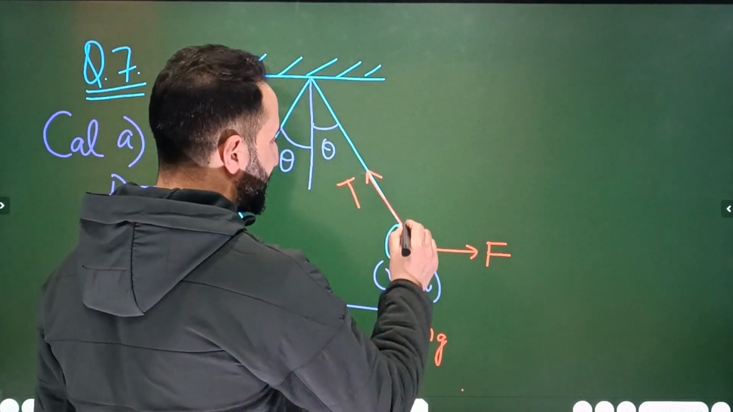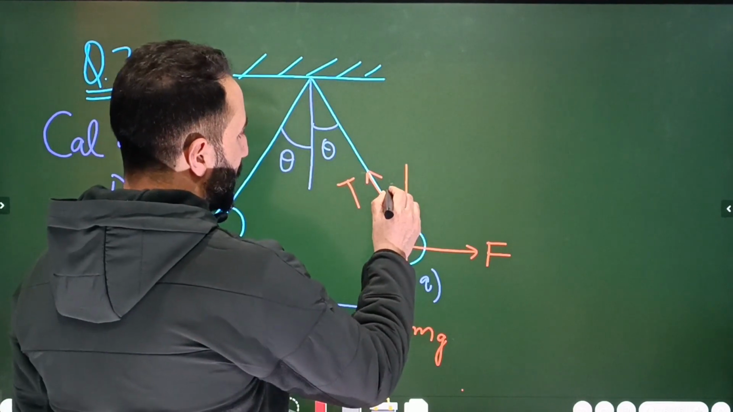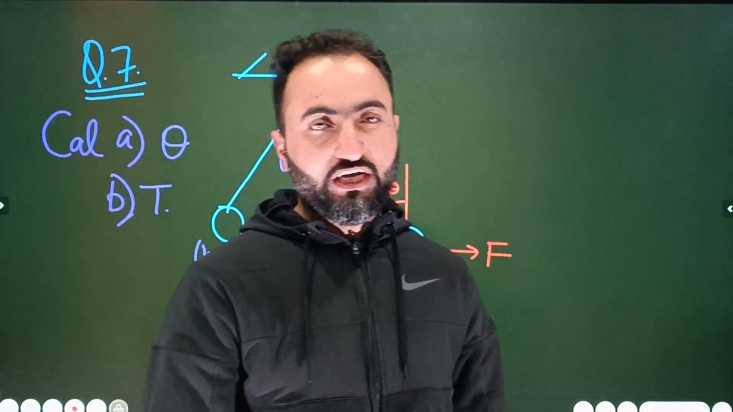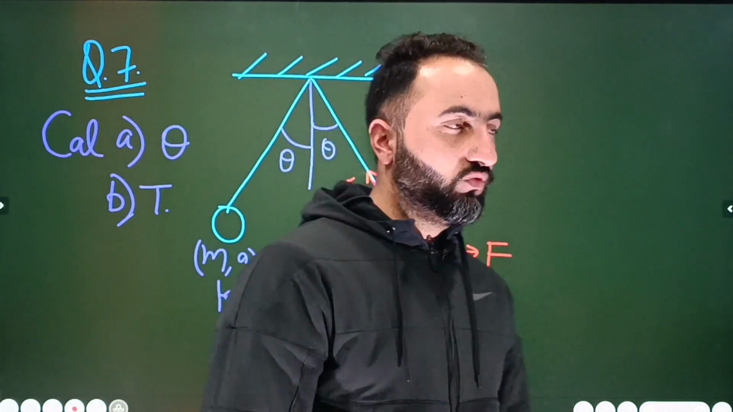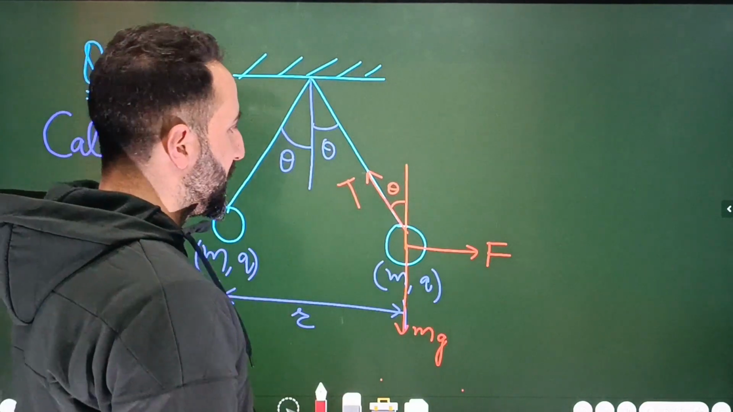One more thing: for example, I will draw this vertical line. If this angle is theta, then this angle will also be equal to theta, isn't it? So this angle is theta. Why is this angle theta? The reason is vertically opposite, alternate interior angles.